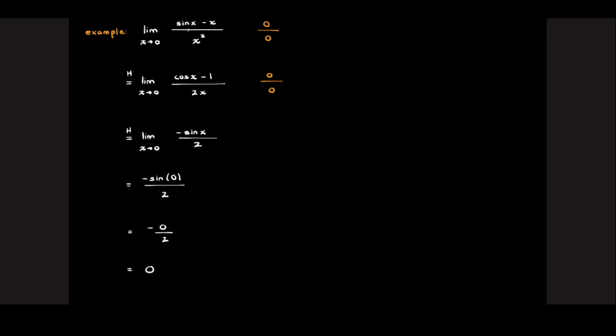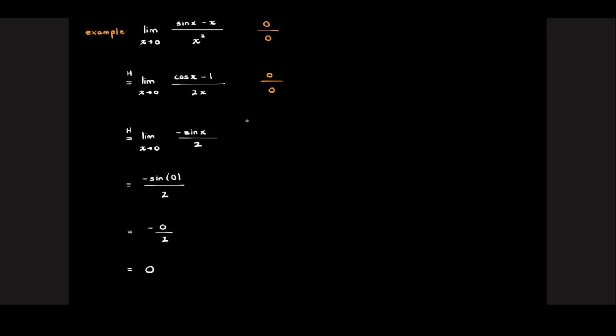Now let's differentiate the top. The derivative of sine is cosine, the derivative of x is just 1, and the derivative of x squared is just 2x. Now try plugging in 0 again and see what's happening to the numerator and denominator. When you plug in 0, cosine will approach 1, so 1 minus 1 is 0. That means the top approaches 0. Similarly, when you plug in 0 on the bottom, 2 times 0 is 0. So again, we still have 0 over 0.